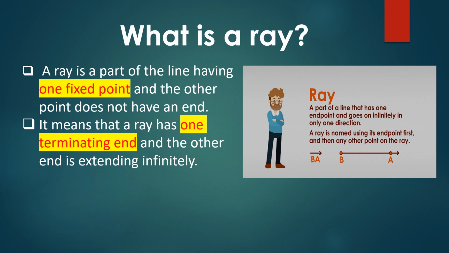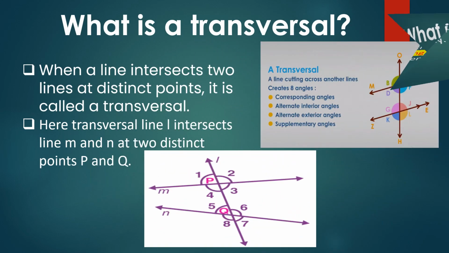Now let's talk about a transversal. Now what is a transversal? A line that intersects two lines at distinct points is called a transversal. For example, in this image we have line L. This is line L. So this intersects line M and line N at two distinct points P and Q. So we can say the line L is the transversal line because it is intersecting line M and line N.